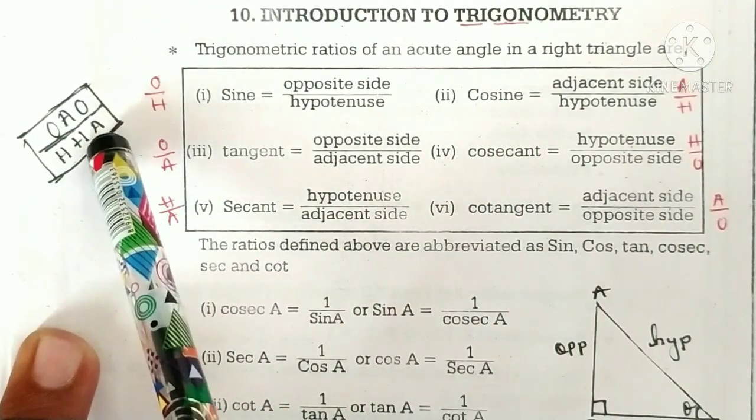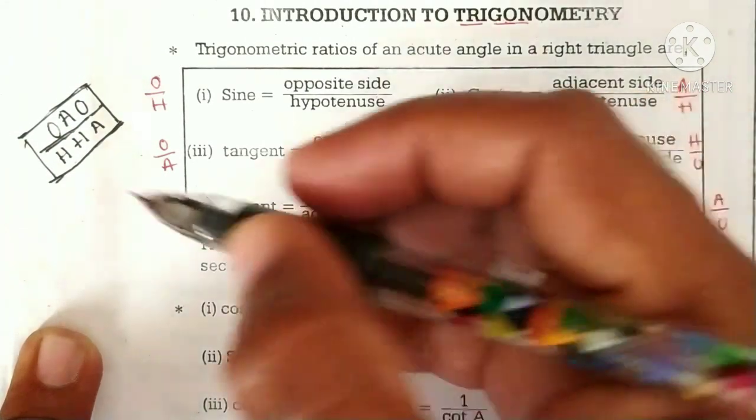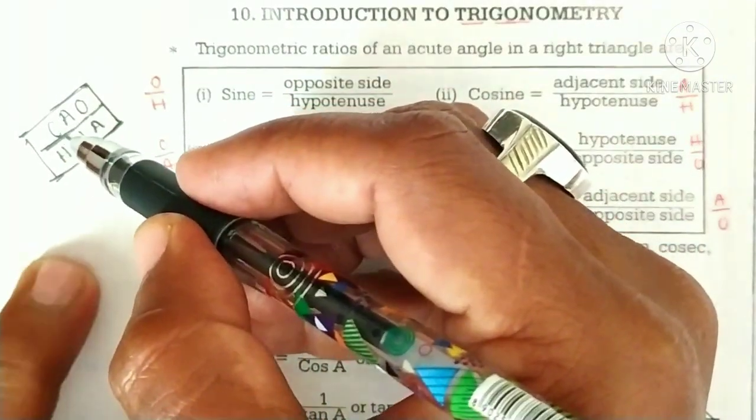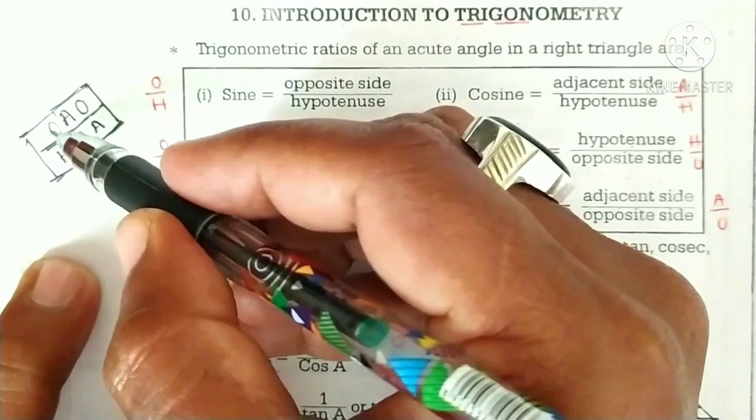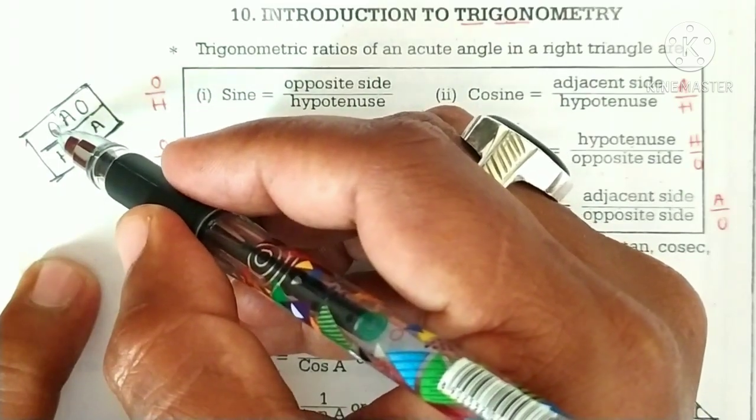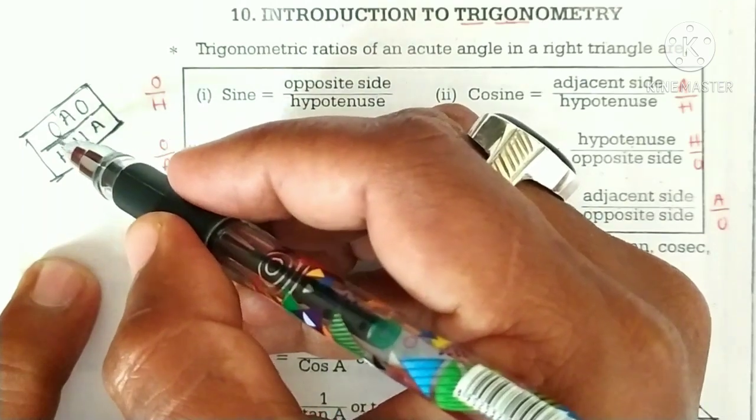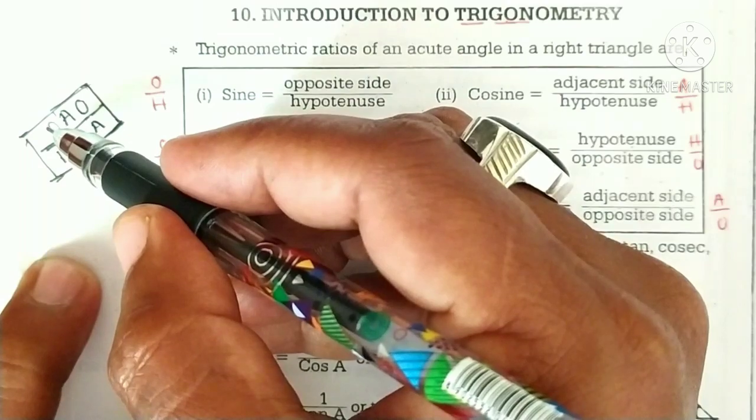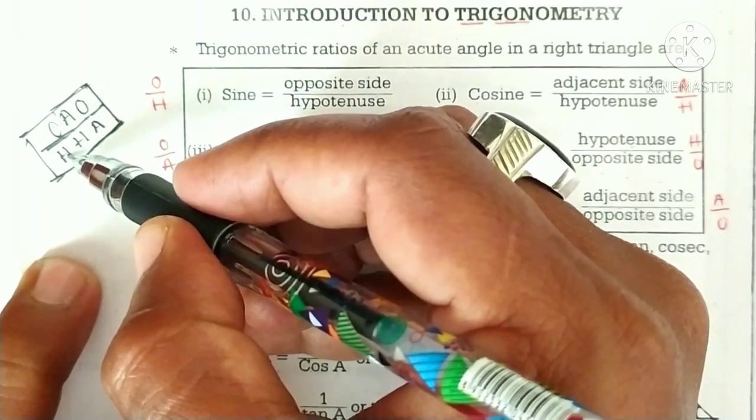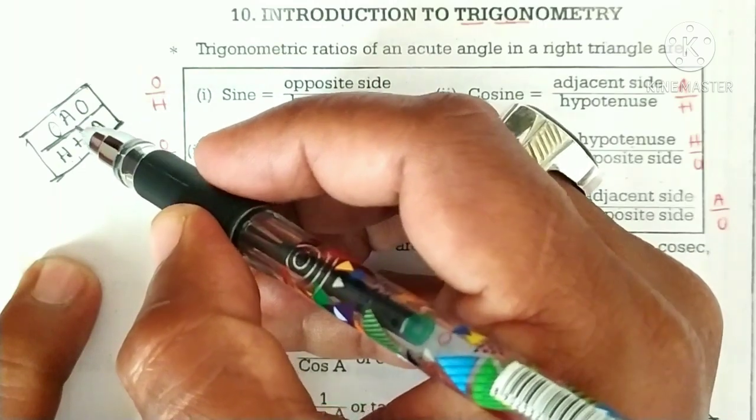OAO HHA. That means, first you see here O by H, that means opposite by hypotenuse. O means opposite, H means hypotenuse. Opposite by hypotenuse, that is sine theta. Sine A means opposite by hypotenuse. A means adjacent, adjacent by hypotenuse.